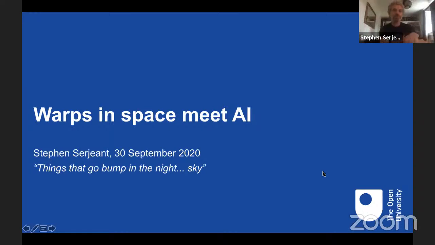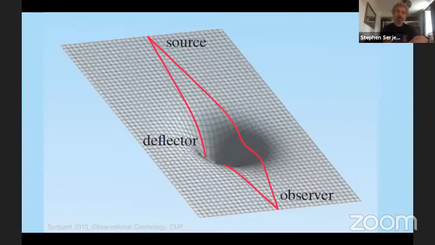Okay, so I'm going to talk about warps in space and how warps in space meet artificial intelligence. So I'm quite interested in gravitational lensing, and this is where you have a foreground galaxy and a background galaxy almost perfectly lined up along your line of sight. And you see the background galaxy through the warped space of the foreground galaxy. So it's illustrated in this schematic diagram here.